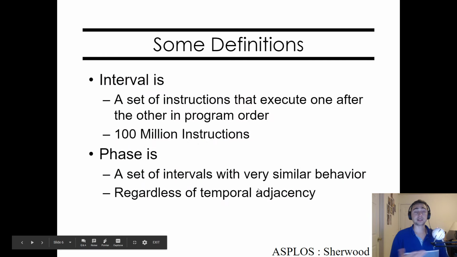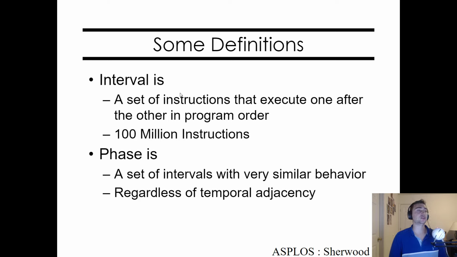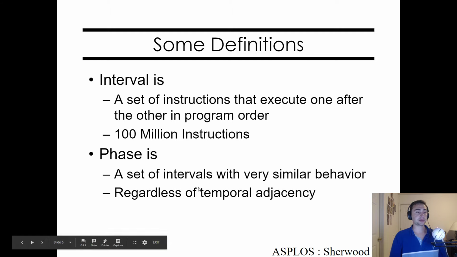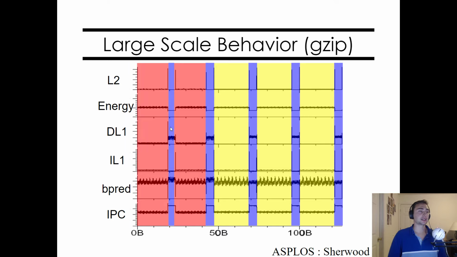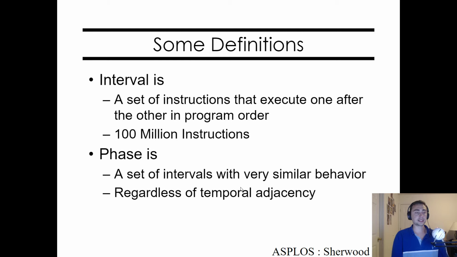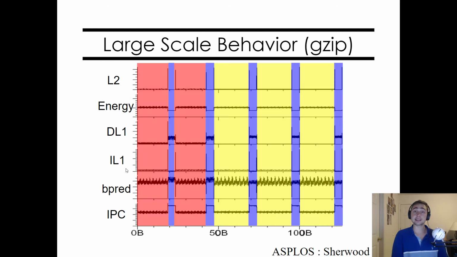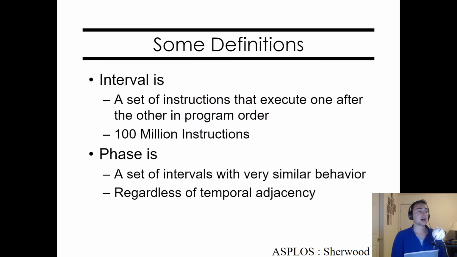As far as a few definitions go, when we're talking about an interval here, we're talking about a set of instructions that execute one after the other in program order. And the length that we're talking about is 100 million instructions. But when we're talking about a phase, we're talking about a set of intervals with very similar program behavior. So these red would constitute a set, the blue, or blue kind of purple, would constitute another set, and the yellow another set. And it's regardless of temporal adjacencies, so we can have things that occur at different points in time but still correspond to the same kind of phase.